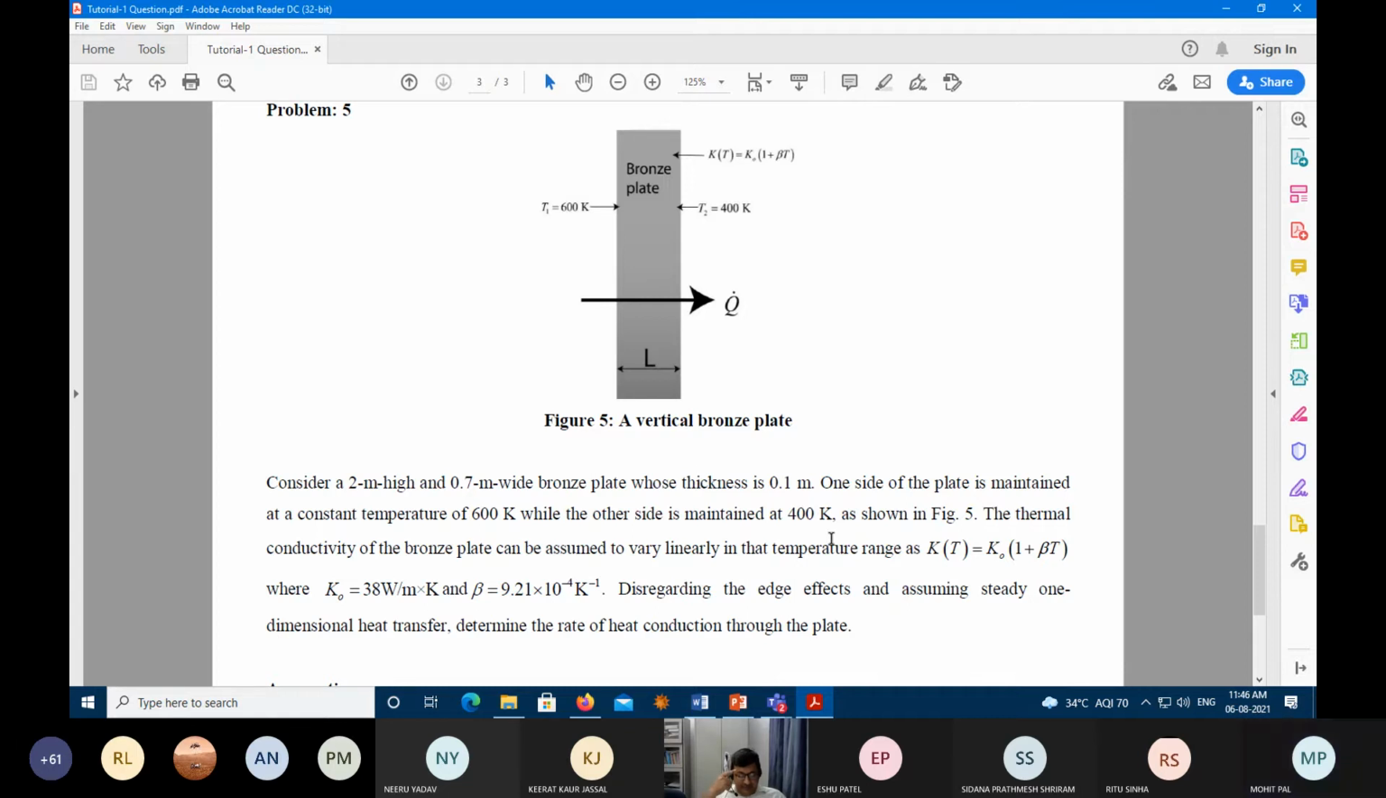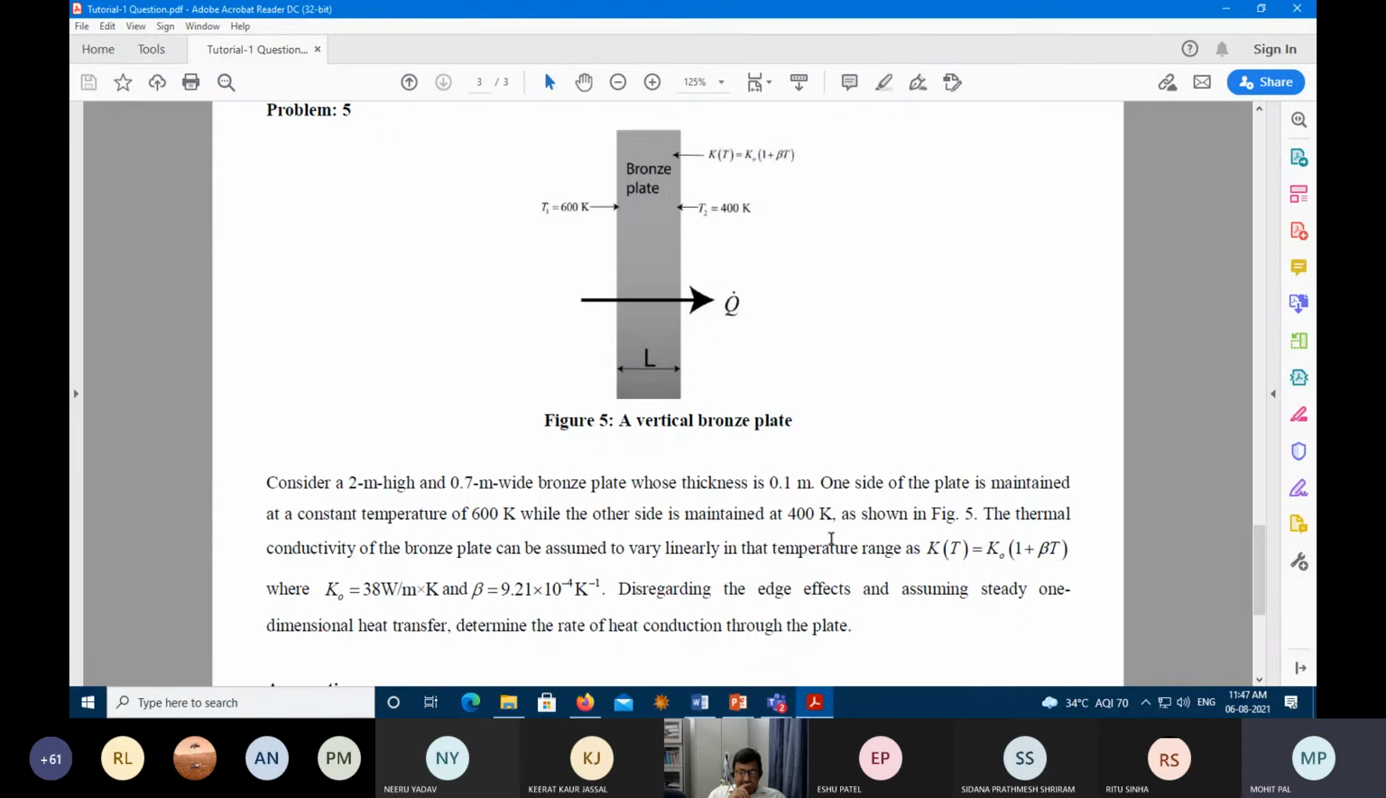So what is the question here? Disregarding the edge effect, assuming steady state one-dimensional heat transfer, determine the rate of heat conduction, right? Yes, sir. Rate of heat conduction will be, I think, K average times area into delta T by L, okay? Yeah, the formula, that one. So K average into A into delta T by L. So how much is that? What is your K average? K average is 55.5.